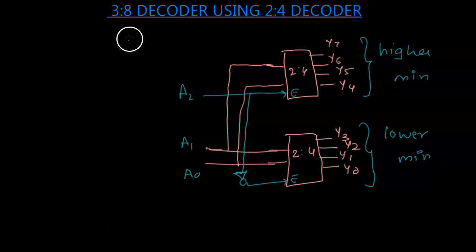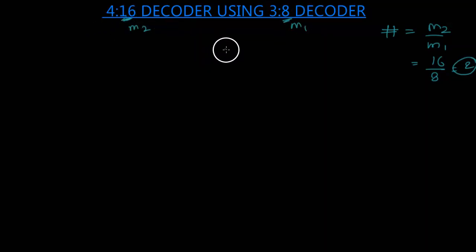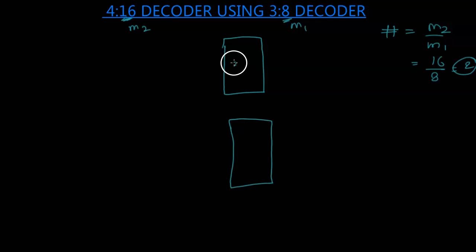Now let us see how to create a 4:16 decoder using a 3:8 decoder. Again, let us calculate how many 3:8 decoders we will need. 16 here is my M2, the higher level, and M1 is my 8. So the number of 3:8 decoders that we need is M2 divided by M1, which is 16 by 8, and that is 2. So we need 2 3:8 decoders to form a 4:16 decoder. Here we have one block and the other 3:8 decoder. Because this is 3:8, we will have 8 outputs for each of them to make a total of 16. So we have Y0 to Y7 for the first one, and Y8 to Y15 for the other one.